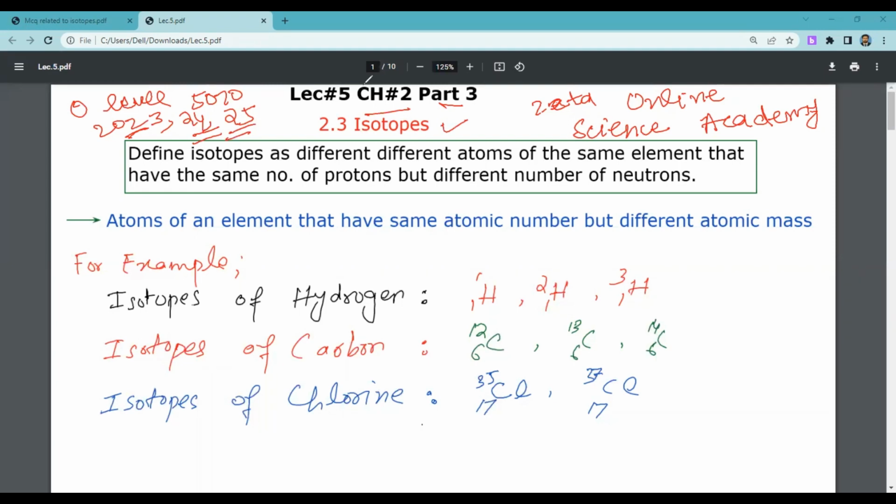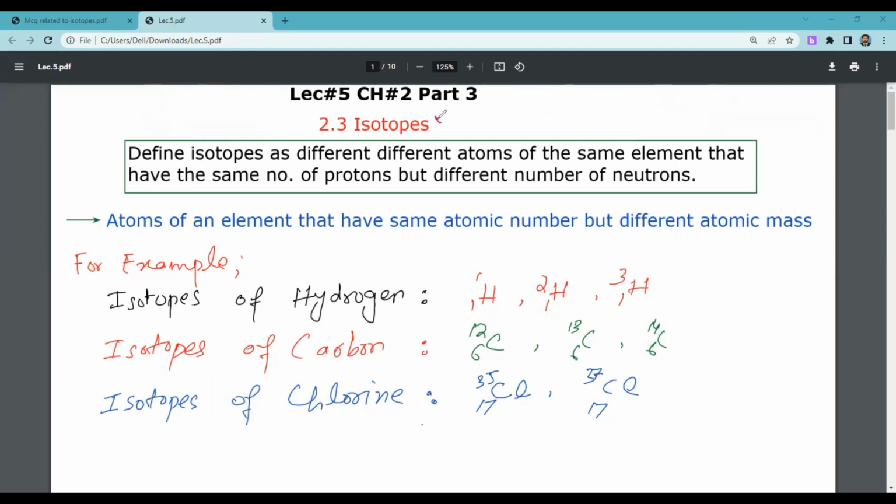So let's start the video. What are isotopes? Define isotopes as different atoms of the same element that have the same number of protons but different number of neutrons. Here is the definition of isotopes. It means that isotopes are the different atoms of the same element that have the same number of protons but different number of neutrons. We can define it in another way.